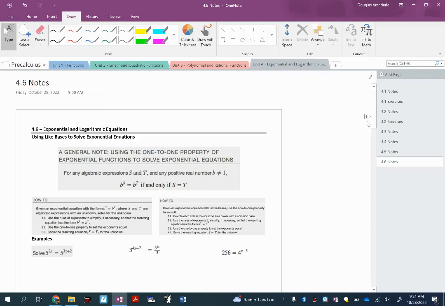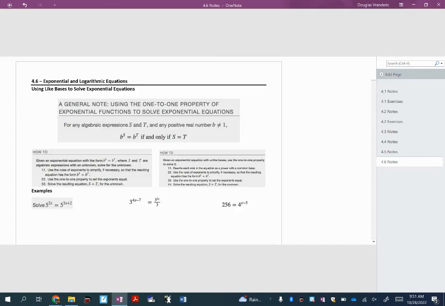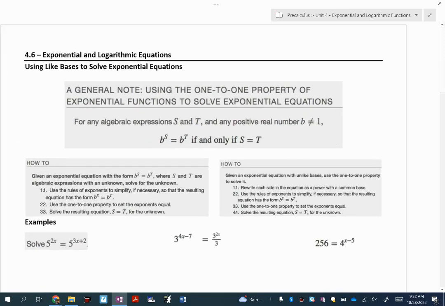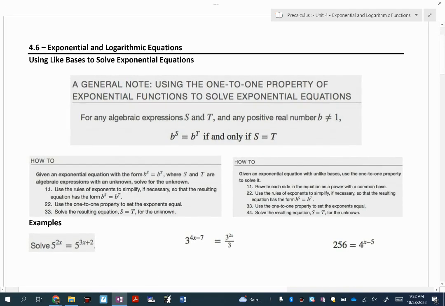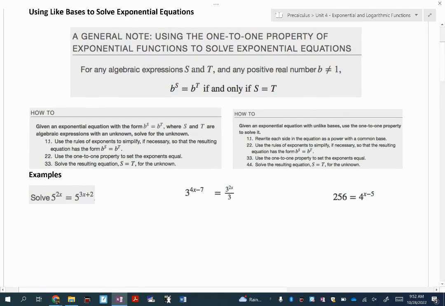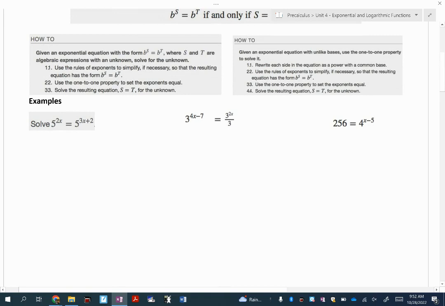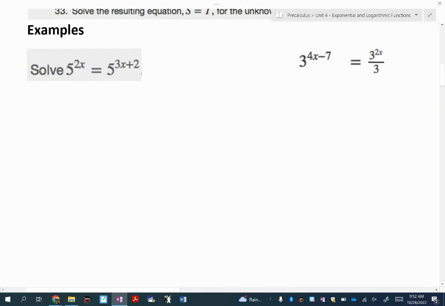I'm going to go over how to solve exponential equations first, and then I'll show you the need for logarithms and then understanding that exponential functions and logarithmic functions are inverses of each other. So we're going to use logarithms to help us solve exponential equations that we can't do by writing them using the same base. So let's do this very first example.